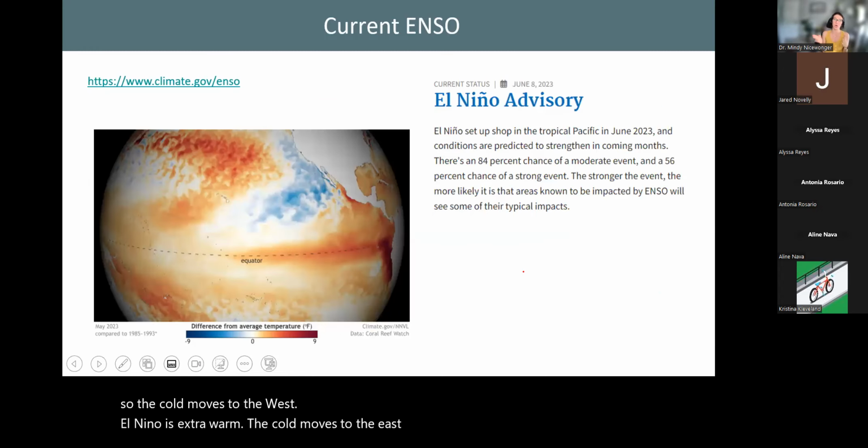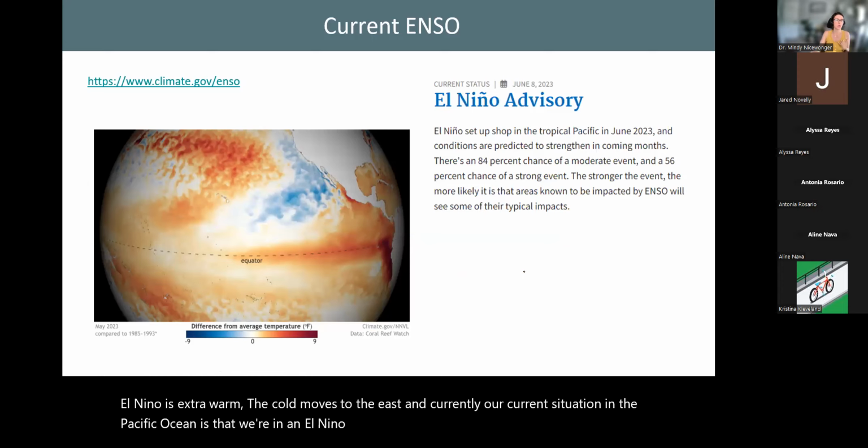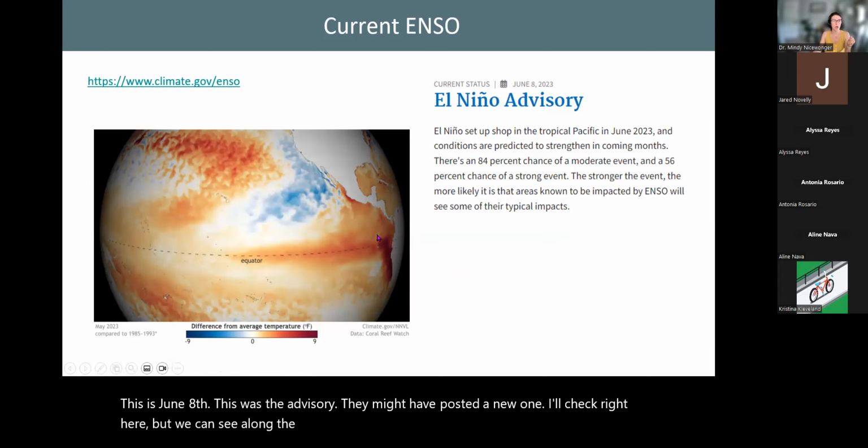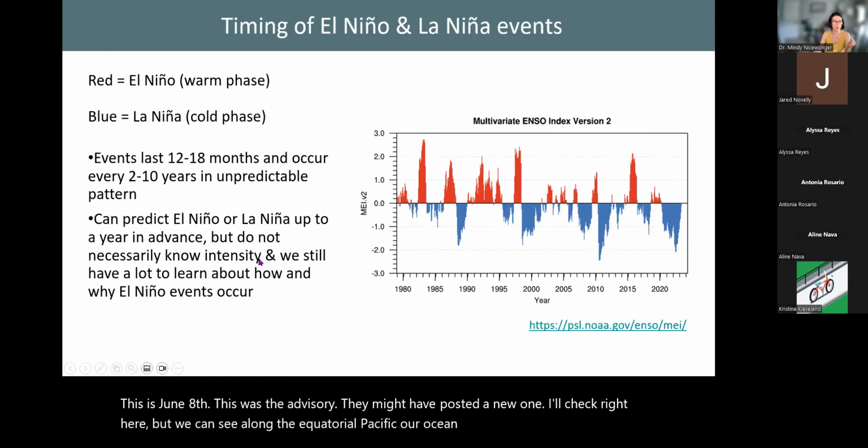And currently, our current situation in the Pacific Ocean is that we're in an El Nino. Okay, so I took this a few days ago and posted it here. This is June 8th. This was the advisory. They might have posted a new one. I'll check right here. But we can see along the equatorial Pacific, our ocean temperatures are much warmer.